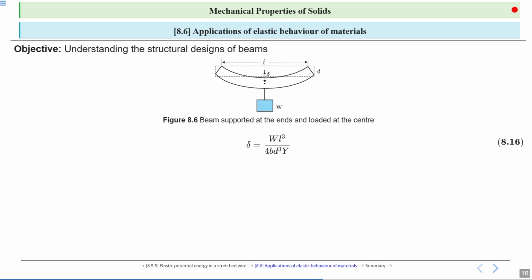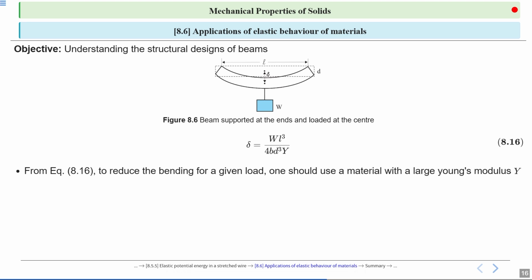Now, look at this figure 8.6. It shows a beam supported at both ends with the load placed right in the center. And the formula: delta is equal to W L cubed divided by 4 B D cubed times Y. So from this equation 8.16, to reduce the bending for a given load, we should use a material with a large Young's modulus Y. Young's modulus is a measure of how stiff or rigid a material is. The higher the value, the less it bends.